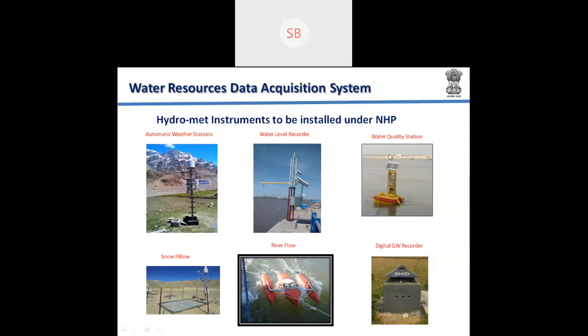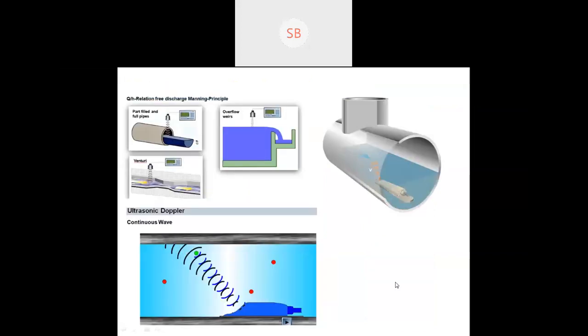This is a water quality station we are now putting in the Ganga cleaning project. So this will have about some 40 parameters being online monitored and then transmitted through telemetry to the ground station, by which you could get the water quality index at this point. This is a snow cover, snow pillow. This is the ADCP, what you have seen in that. This is the groundwater well in which you put the pressure sensor. And this is the acoustic Doppler unit.